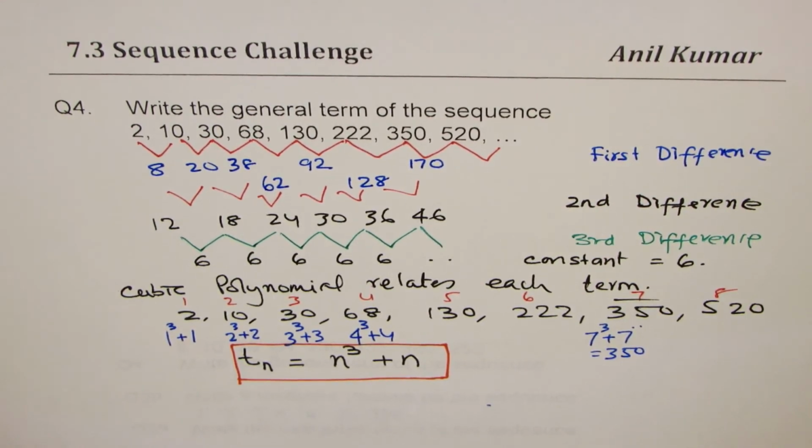So I hope this series is very useful. It's a startup for sequences and series. 7.3 is the unit chapter number, right? So I hope that gives you a fairly good amount of practice of how to find sequences, their recursive formulas, and general formulas. Feel free to share your comments and your previous test papers so that we can come up with some good questions for other students.